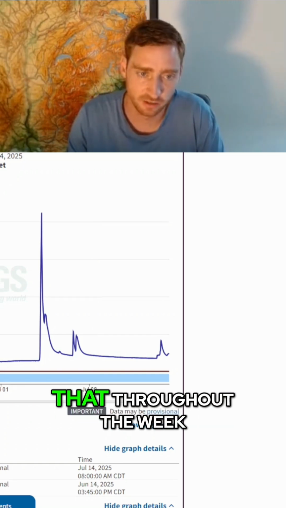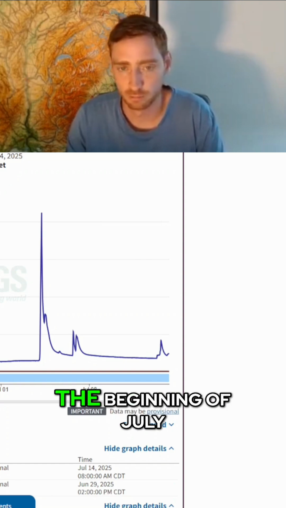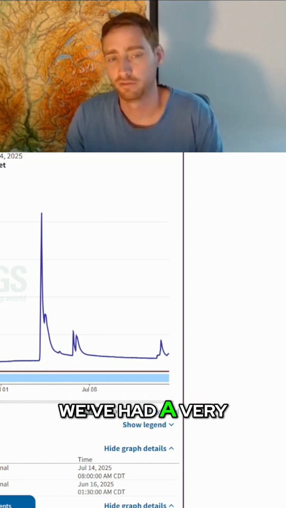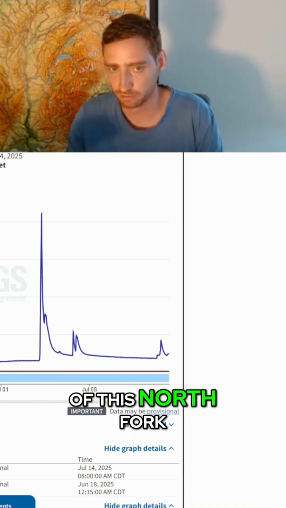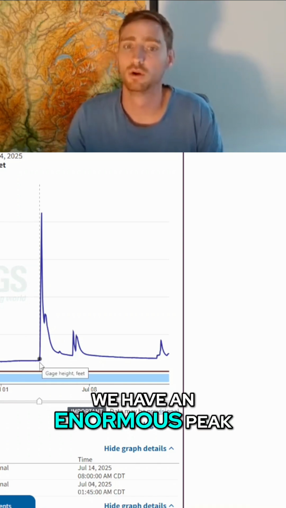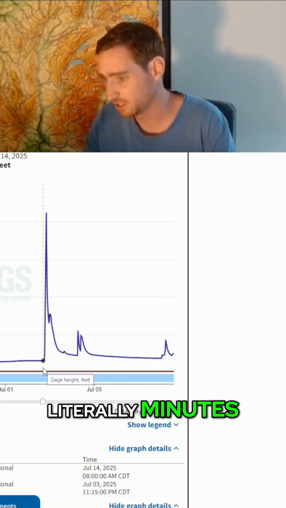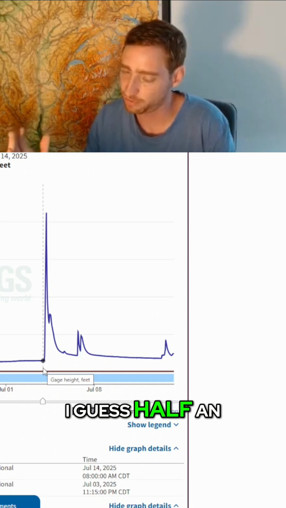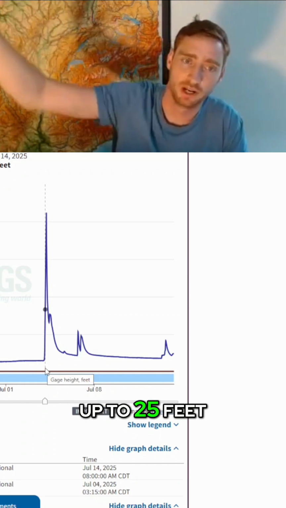And you can see that throughout the week, at the end of June and the beginning of July, we've had a very constant low discharge of this North Fork of the Guadalupe. And then suddenly we have an enormous peak. So suddenly, within literally minutes, or I guess half an hour or so, we get a massive surge all the way up to 25 feet.